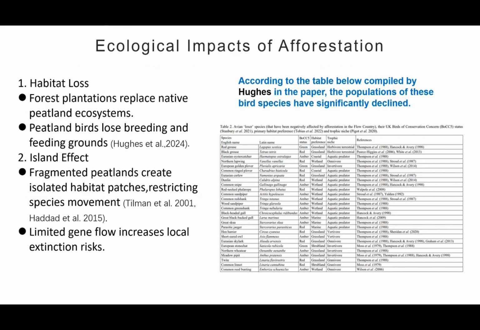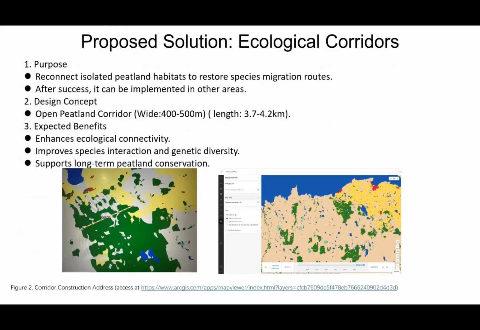local extinctions. Our proposal is to build ecological corridors to mitigate the fragmentation caused by afforestation. We propose the construction of ecological corridors within afforested areas. These corridors will reconnect isolated peatland habitats, allowing birds and other species to migrate safely. By implementing this strategy, we aim to restore ecological connectivity, enhance species interaction, and protect the integrity of peatland ecosystems.